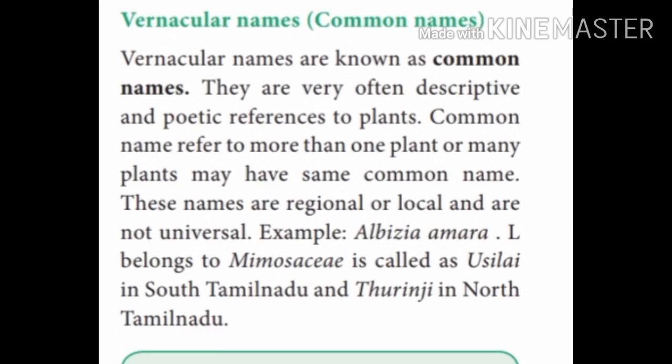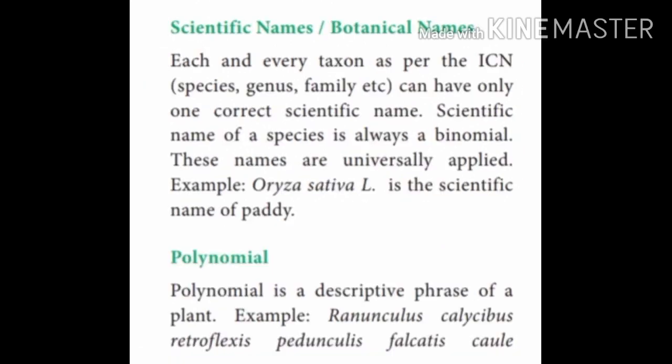The next name would be scientific name. Each and every taxon as per the ICN can have one correct scientific name. Scientific name is always a binomial and it is universally applied. For example, Oryza sativa is the scientific name of paddy.